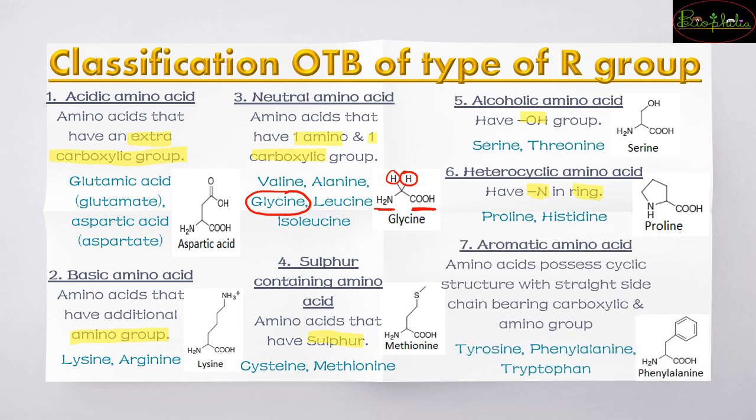Next is aromatic amino acid. All the ones we have seen so far were having straight chains, but now when you are adding a cyclic structure onto a straight side chain, that will give you an aromatic amino acid. For example, in the case of tyrosine, phenylalanine or tryptophan, you can see the aromatic side chain is present. So this is on the different types of R groups that are possessed by the amino acids.